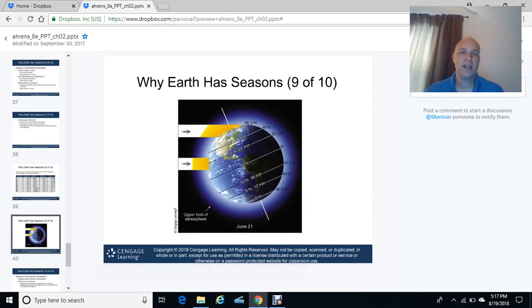This is showing again just how on June 21st, the northern hemisphere, the North Pole, is tilted or tipped towards the sun. So therefore you get more heating, more light, more solar energy, more daylight in the northern hemisphere, showing you the different numbers of daylight at the different latitudes on the first day of summer, June 21st.